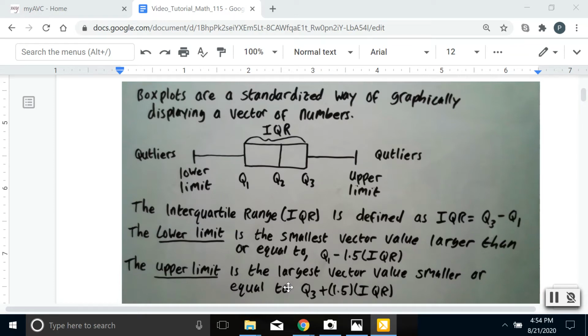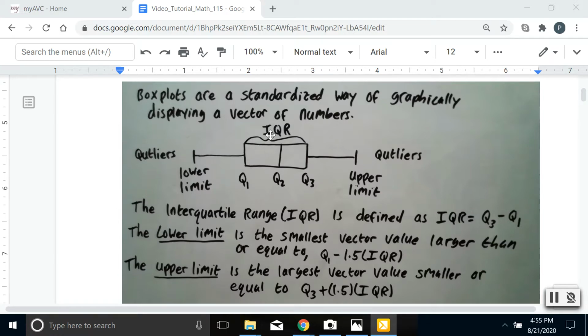Okay, so this section's about box plots. Box plots are a standardized way of graphically displaying a vector of numbers. So here's a box plot template right here. You'll have the Q1, Q2, Q3, and you'll have the IQR, which is the difference between Q3 and Q1. You'll have your upper limit, and then outliers here and over here.